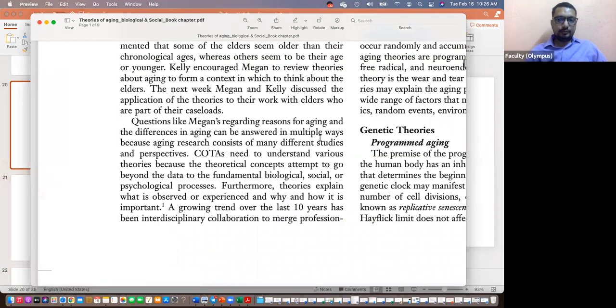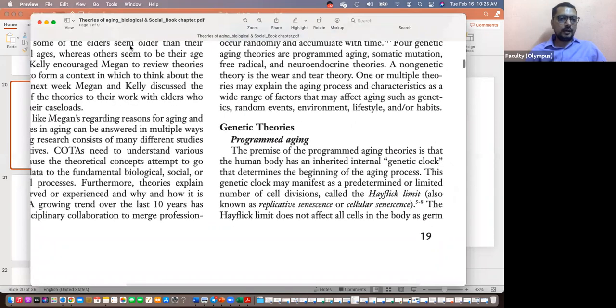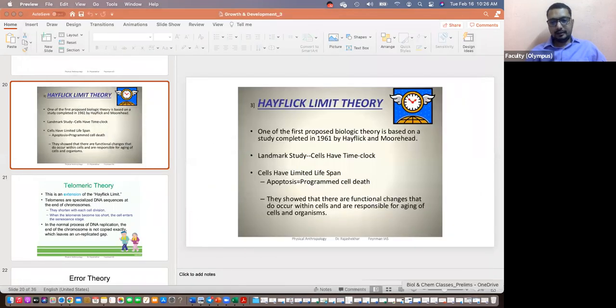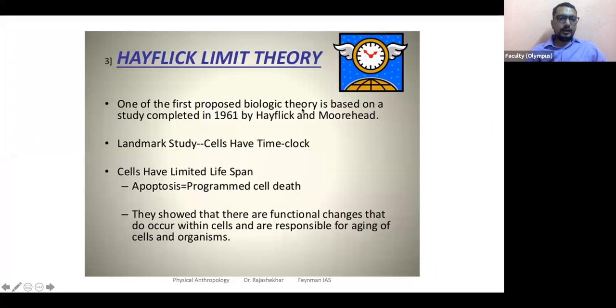So the first theory is programmed aging theory, which is also known as Hayflick limit theory. So what is Hayflick limit theory of aging? You need to be able to explain a few theories of aging. This is also something that is commonly asked in the exam. So know a few theories of aging.